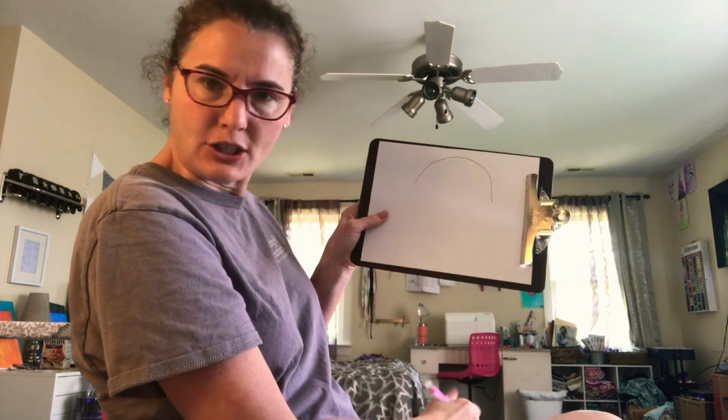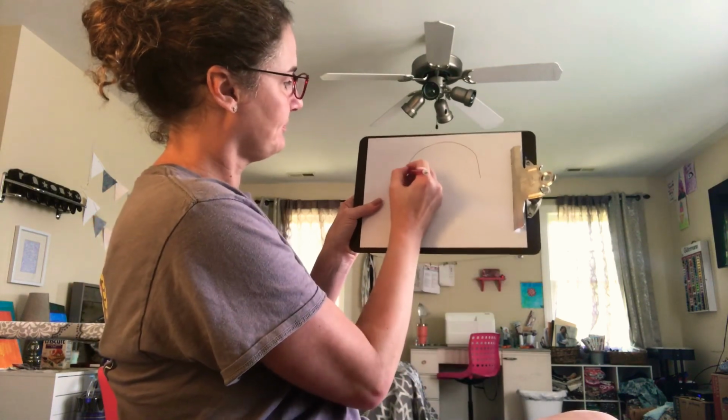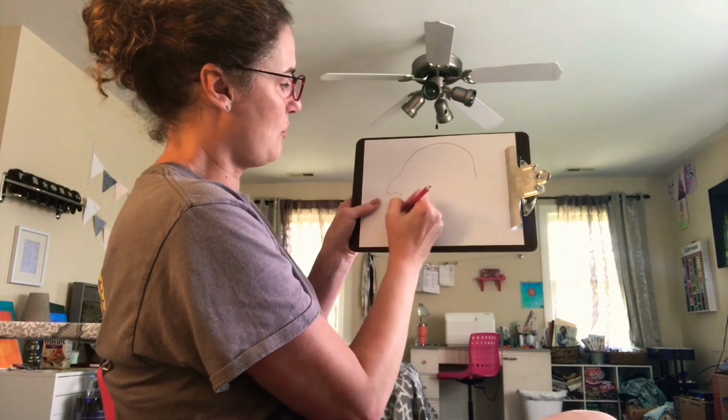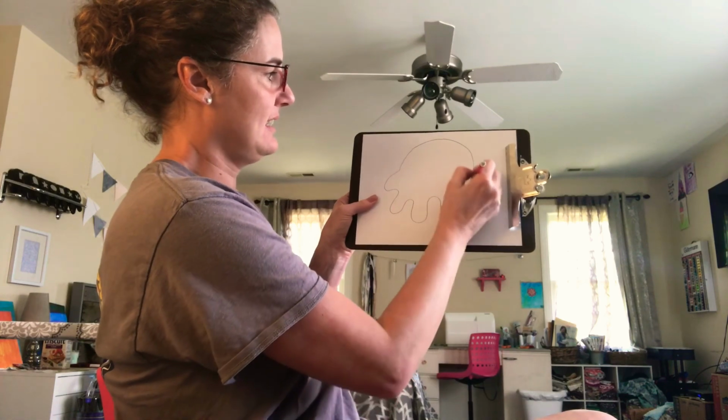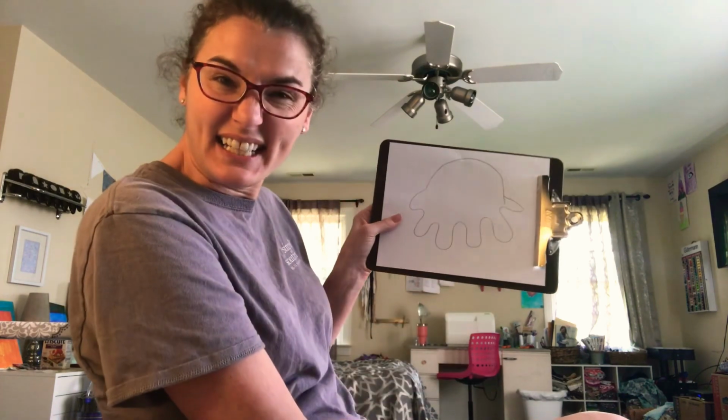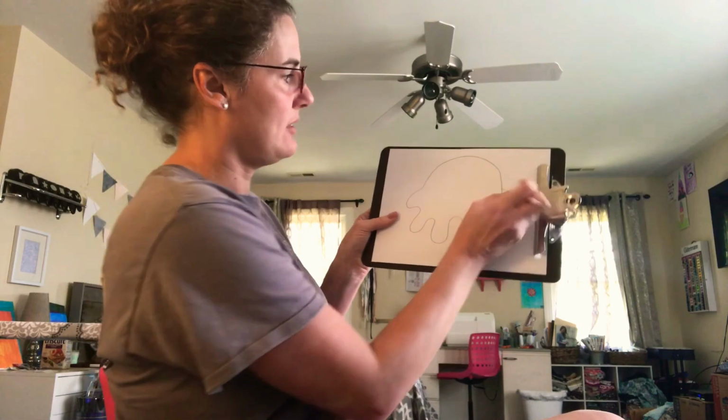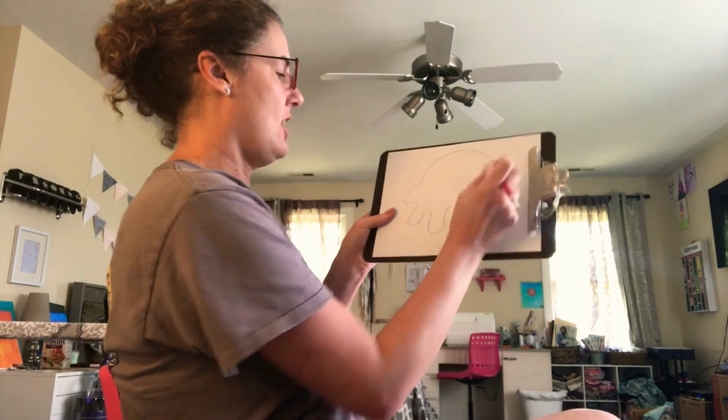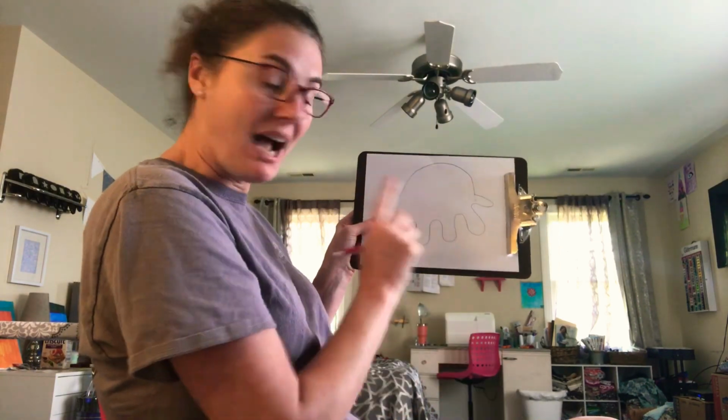Look at that. There's a curved line. Then I think I'm going to do a wavy line. Oh! It's looking kind of like a Pac-Man monster. Okay, whoop, let me erase that little line right there. All right, now let's give our monster some eyes.